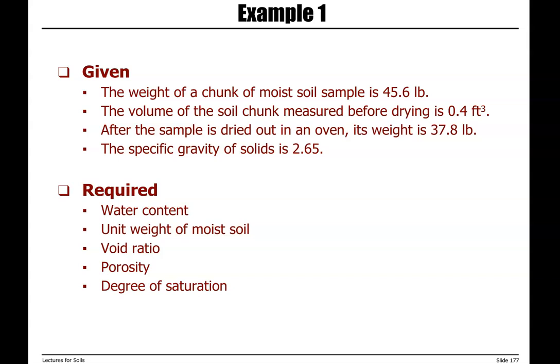Now let's look at an example for soil weight and volume relationships.